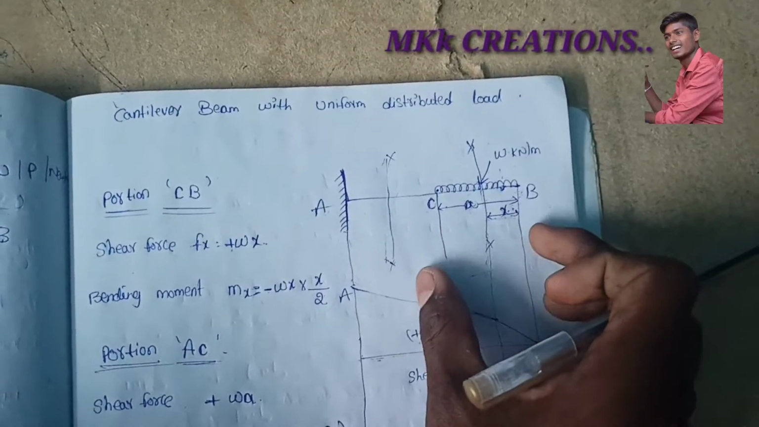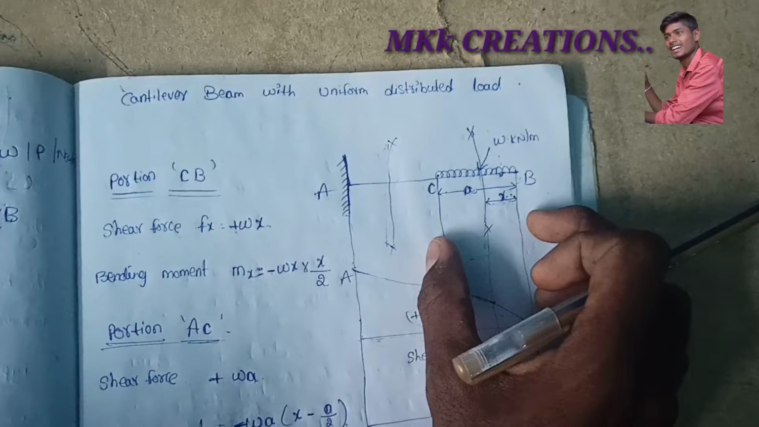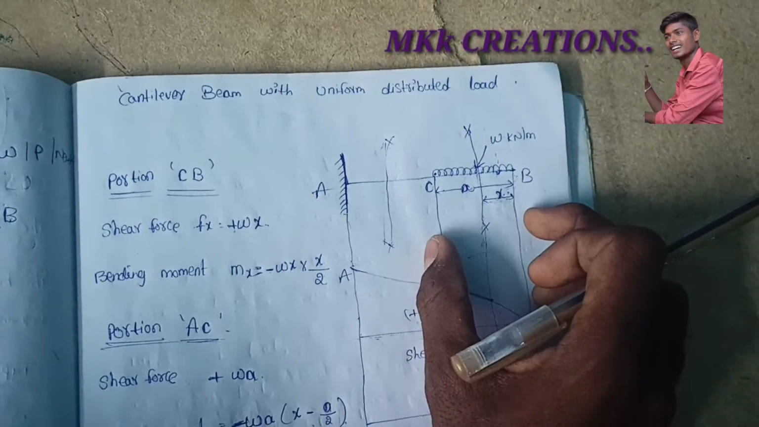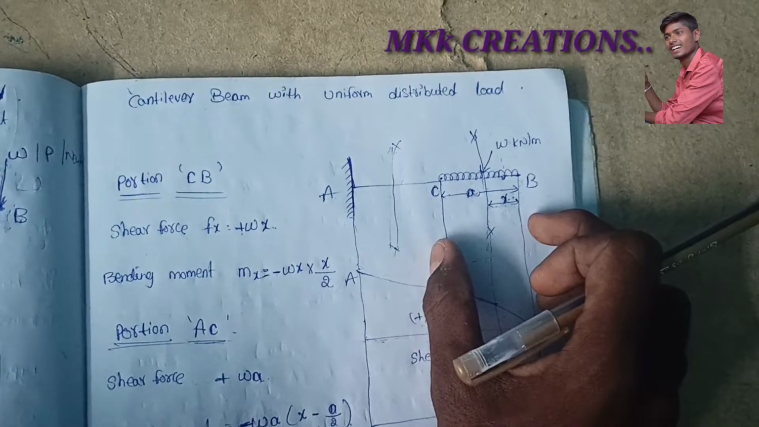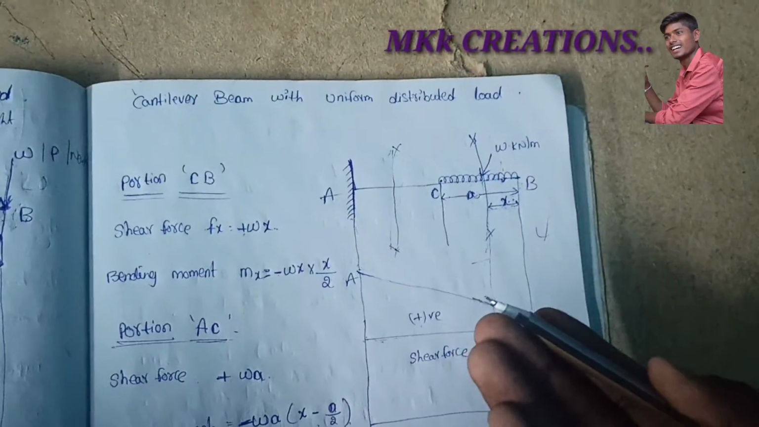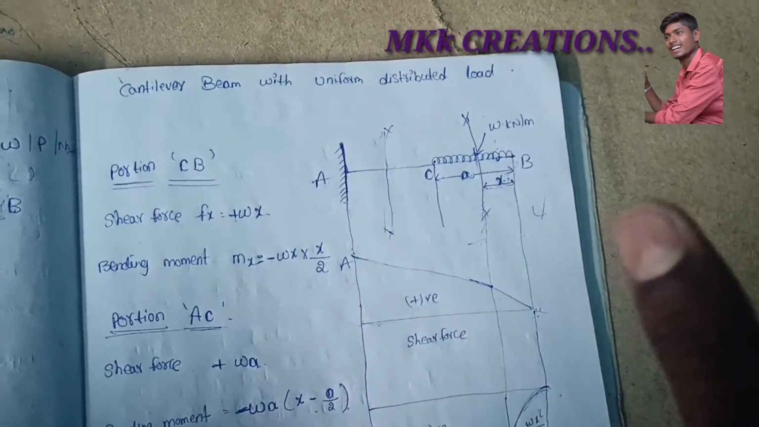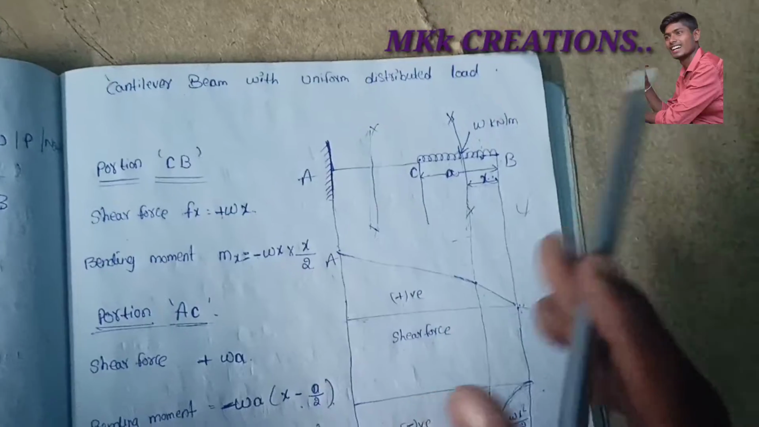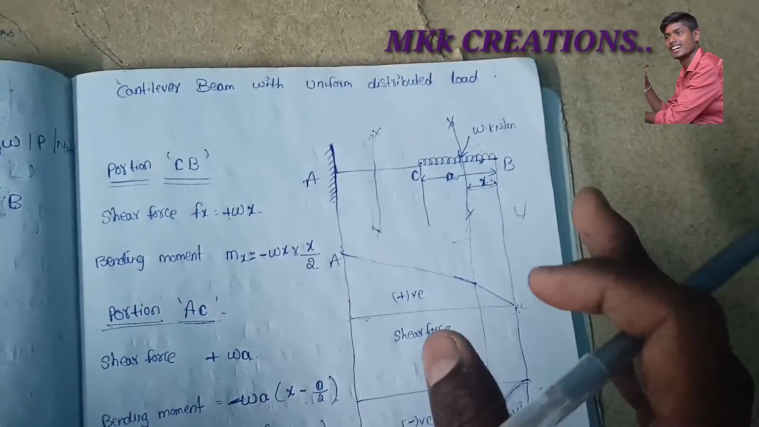First of all, we want to consider the portion CB. For that, we want to calculate the shear force and bending moment diagram. What is shear force? We already studied: shear force is nothing but only the load. We consider only the load. Bending moment means load into perpendicular distance, how much distance it acts.